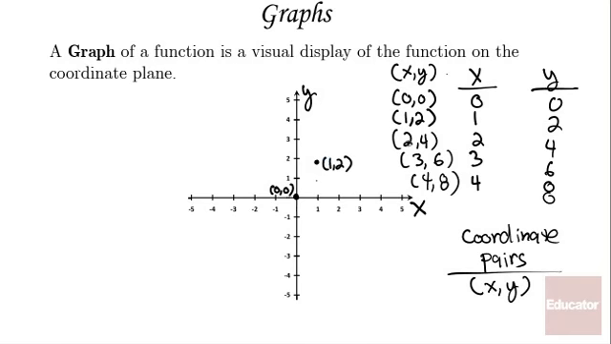For the next coordinate pair, I have 2, 4. 1, 2, and then up to 4 on the y-axis. 3, 6 would be over 3 on the x-axis, and then 6 is going to be about up here. And then 4, 8 would be my next point.